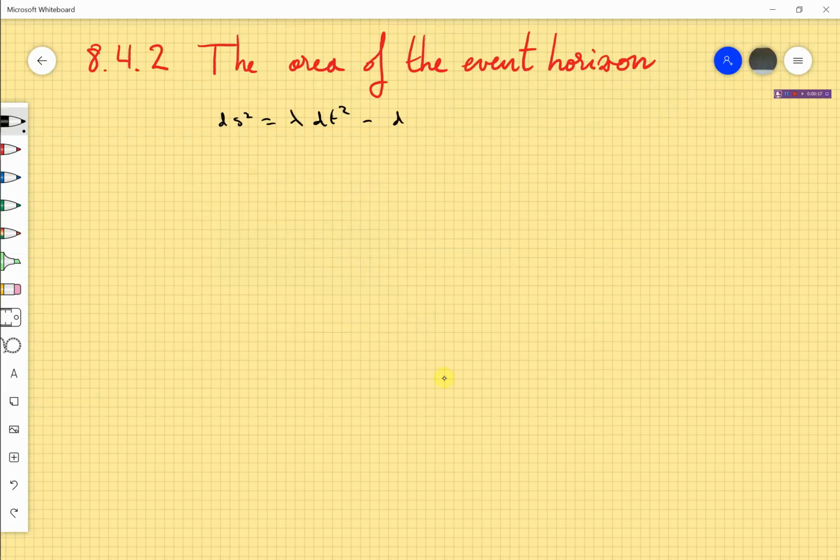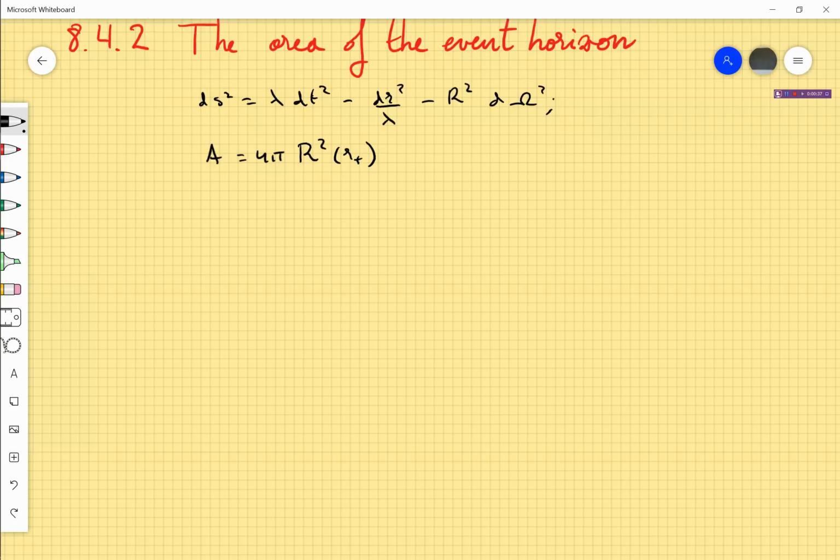Okay, R squared lambda minus R squared d omega squared. As we have said repeated times, the area is just given by 4 pi R squared evaluated at R plus. And you can read this in the near horizon limit. Remember that the metric factorizes into either Rindler or AdS2 cross a two-sphere precisely with this radius. And the volume of this two-sphere, which is an area, is just 4 pi R plus squared.